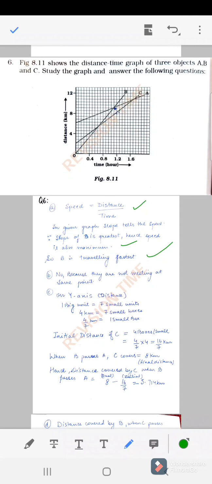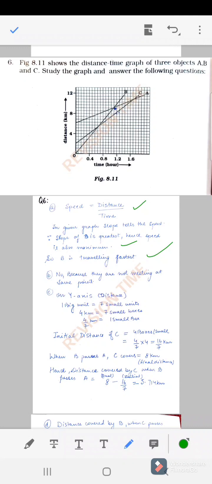Second, part B, is: are all three ever at the same point on the road? No, they are never at the same point on the road because they are not meeting at the same point. The lines are not crossing at the same point. Part C: how far has C traveled when B passes A?